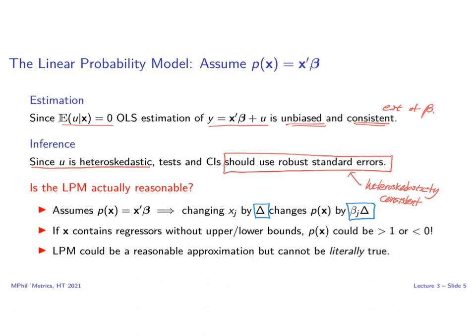But notice that this implies that if our vector of regressors x contains any predictor without an upper or lower bound, then p of x could be greater than 1 or less than 0. That's not so great for a probability. This shows us that the linear probability model, while it might be a reasonable approximation over a certain range of values for x, cannot be literally true. There is an important exception to this claim, and you will work that one out on the problem set.